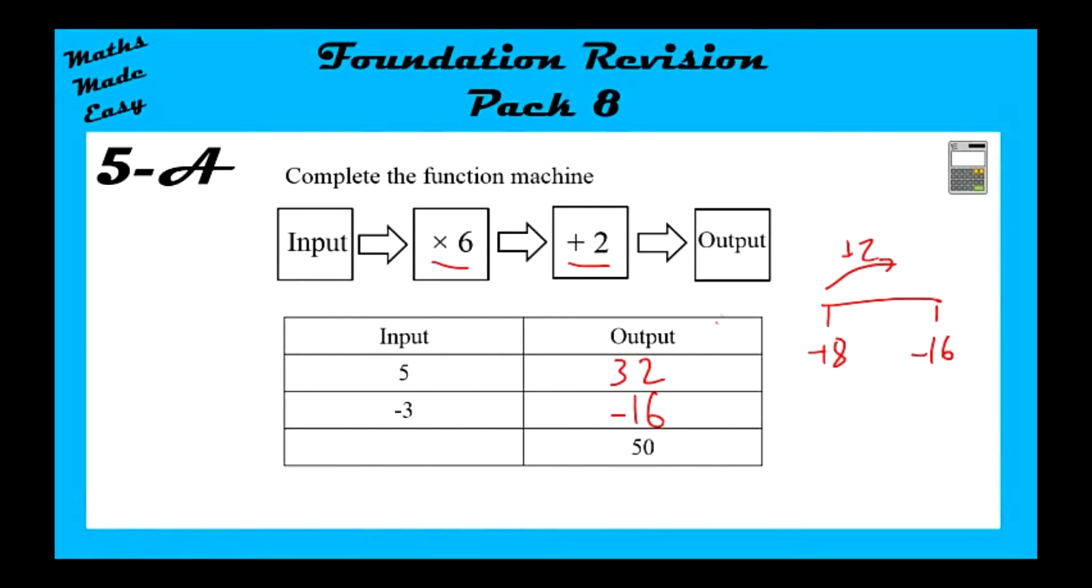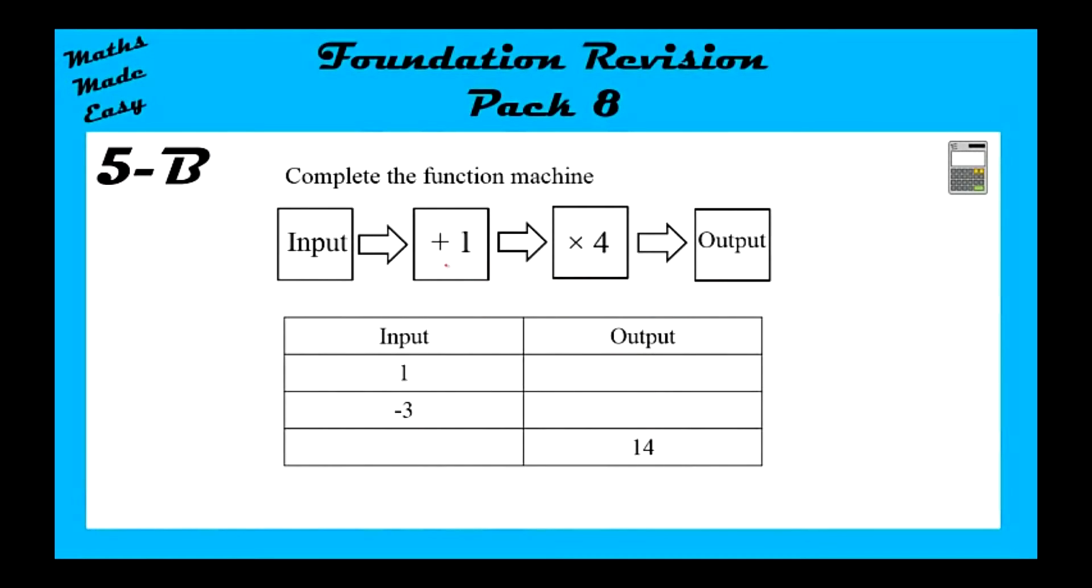50 though, we've got to work out what the input was, so we're going to work backwards, we're going to go this way along the function machine, so we'll take off 2 rather than add 2, and we'll divide by 6 rather than times 6 to undo those operations. So 50 take 2, well that's 48, divide by 6 is 8.